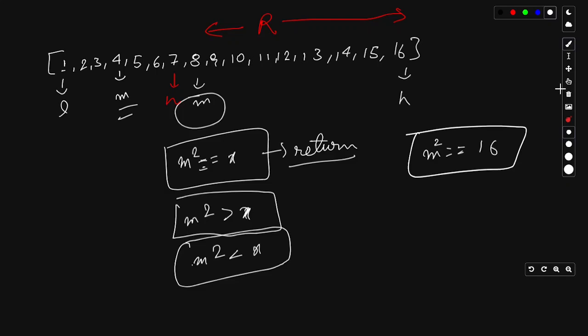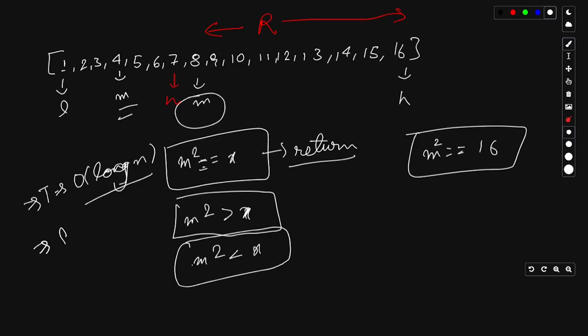And since we are using binary search, the time complexity of this problem would be O(log n). In earlier videos I've told you it's log n because we are breaking down the array into halves again and again and again.